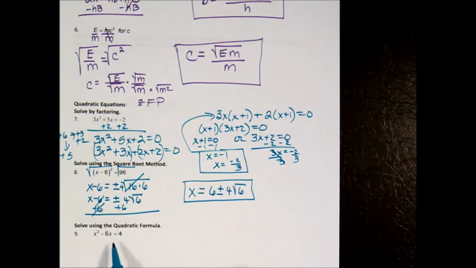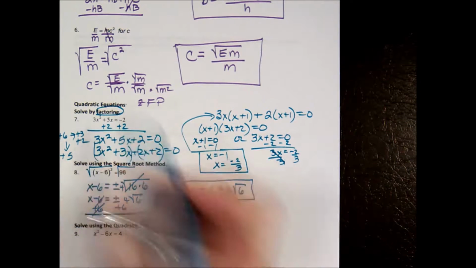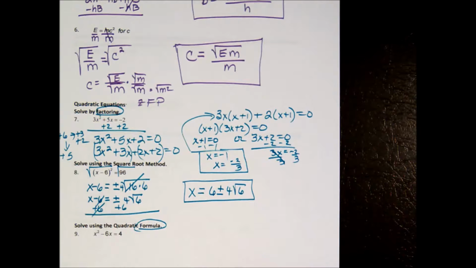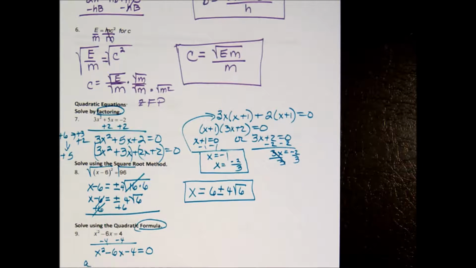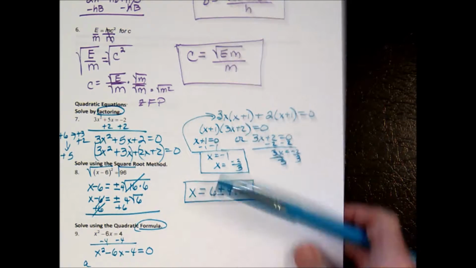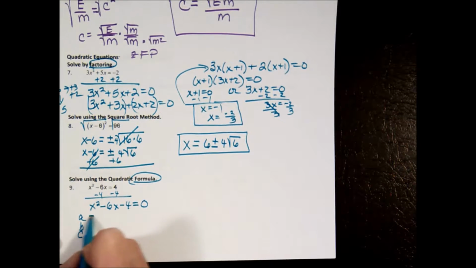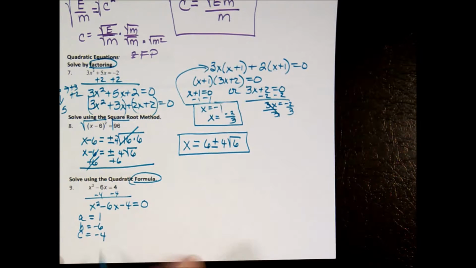This one we want to solve using the quadratic formula. Factoring and quadratic formula are the two where you have to get it equal to 0. So I need to subtract a 4. That gives me x squared minus 6x minus 4 equals 0. I'm now going to designate my a, b, and c. I need to lift this up so you can see it. A is equal to 1. That is the coefficient on the squared term. B is negative 6. C is negative 4.